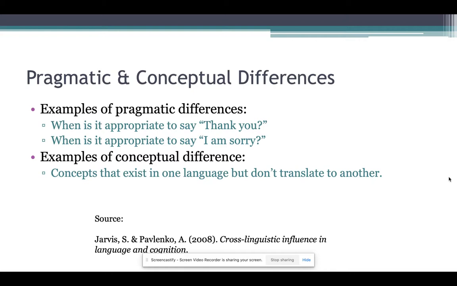Another example of cultural differences is conceptual transfer. Sometimes a language will have a concept that other languages just simply don't have. Words in one language don't always translate well into other languages, and sometimes they just don't translate at all. This can be a challenge for language learners. An example of this I've found in my own learning and working with Korean learners of English is the word chaemyeon in Korean.